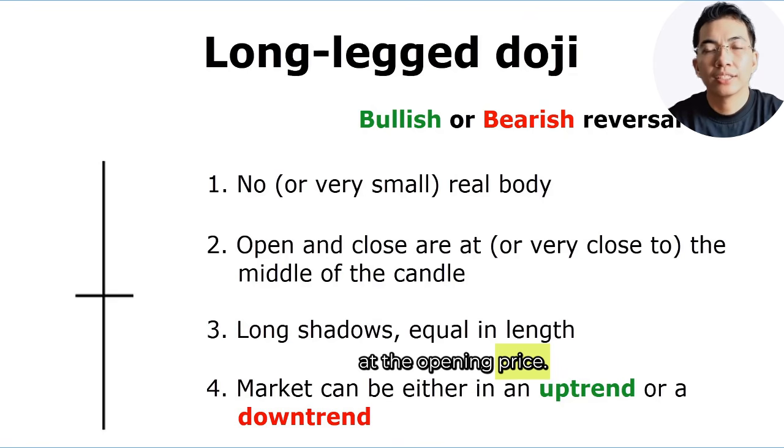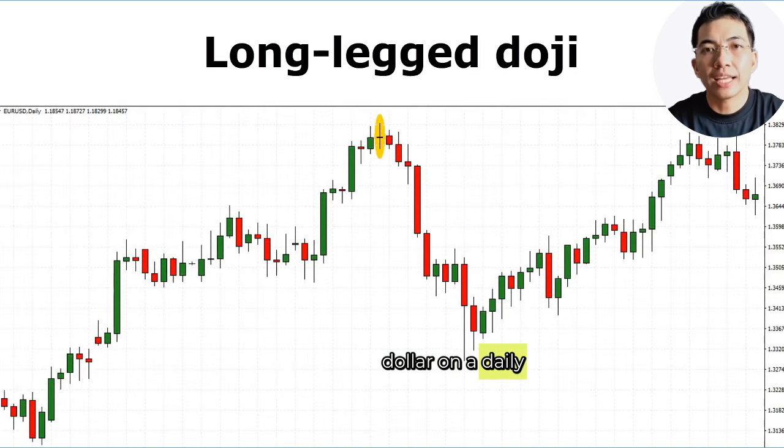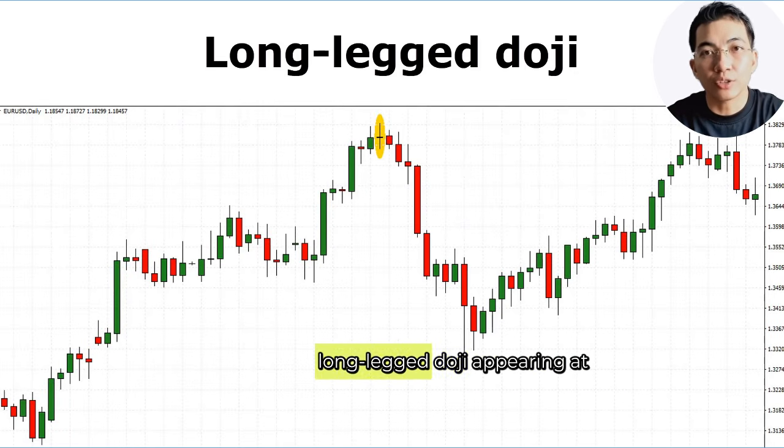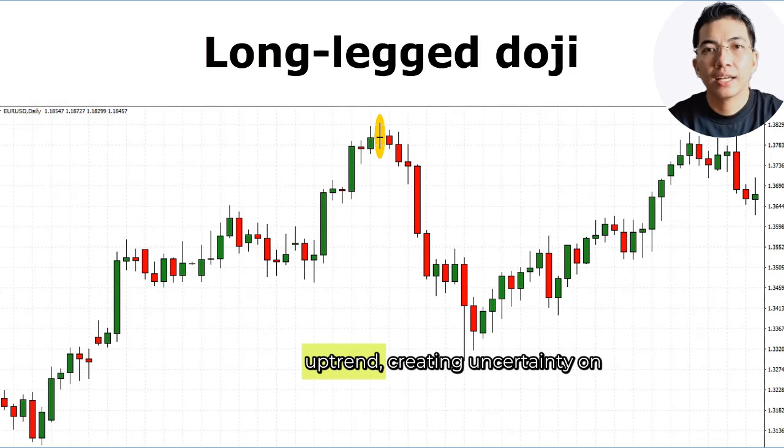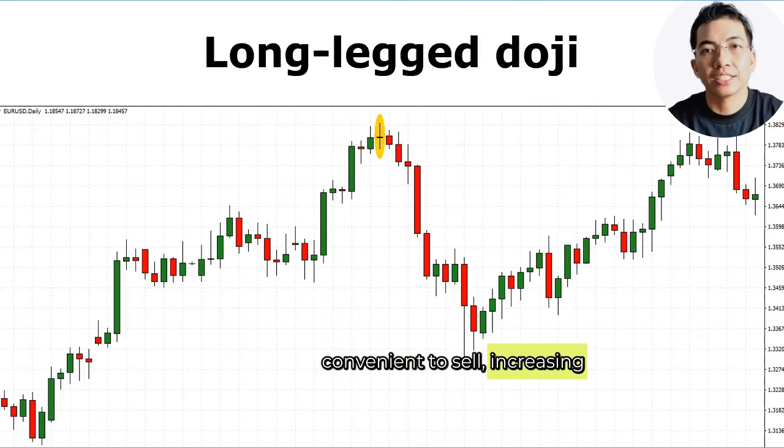at the opening price. So, after a downtrend or after an uptrend, this doji indicates that there has been much uncertainty in the market after a period of directional certainty. This change of conviction may result in a change of trend. Here we have euro-dollar on a daily chart. You can see a long-legged doji appearing at the end of an uptrend, creating uncertainty on the market. That could be the price where sellers find convenient to sell, increasing the supply and pushing the price down.